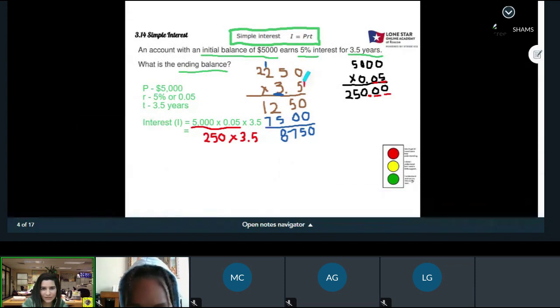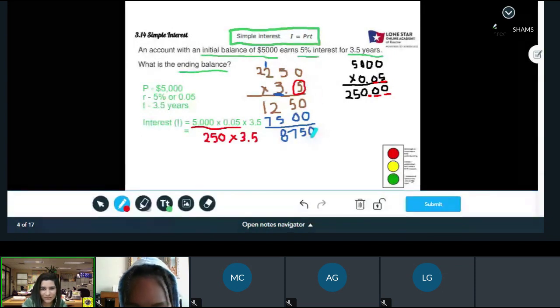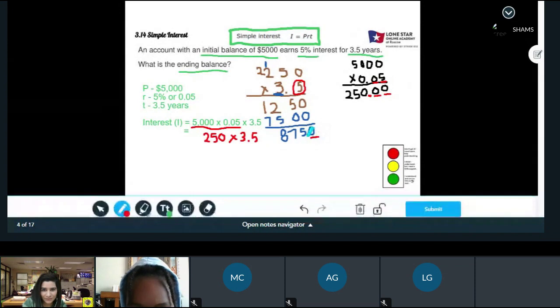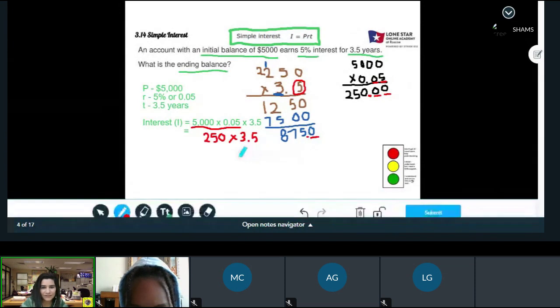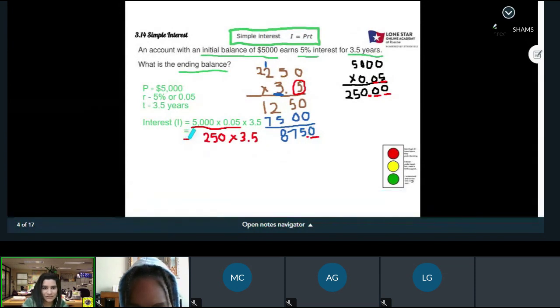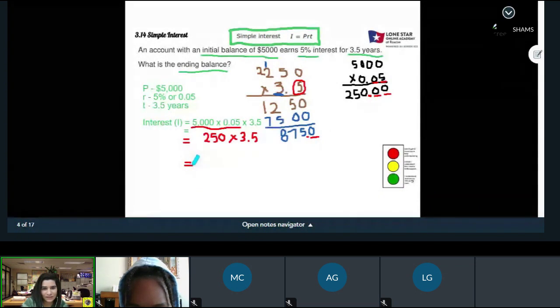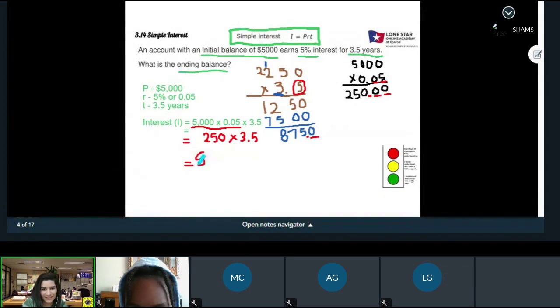Here I have just one decimal, right? 3.5. I have one decimal. So the decimal will go right here, one place. That means the interest in this question is 875. The interest in this question is 875. Is that what you guys also got?